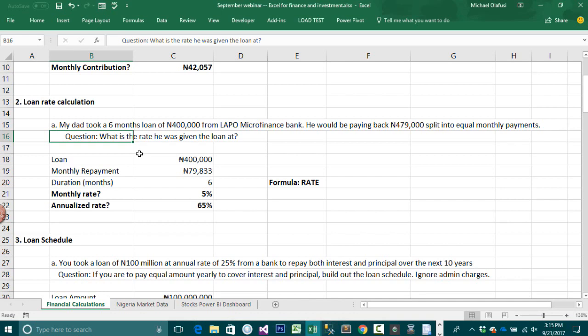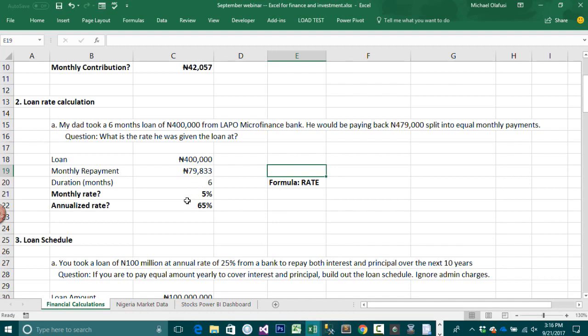So let's see how you do that calculation in Excel. Again, this is the loan you want to take, 400,000. In this case, the loan my dad took, 400,000, and this was the amount it was broken down into, 6 equal payment amounts. That comes to 479,000, but this is what you'll be paying back monthly. I'm using this example because whenever you take loans from most of these microfinance banks, this is the same method they use. Some might even charge you some admin expenses separately, but the main loan you are repaying, they split it into monthly repayment plans.